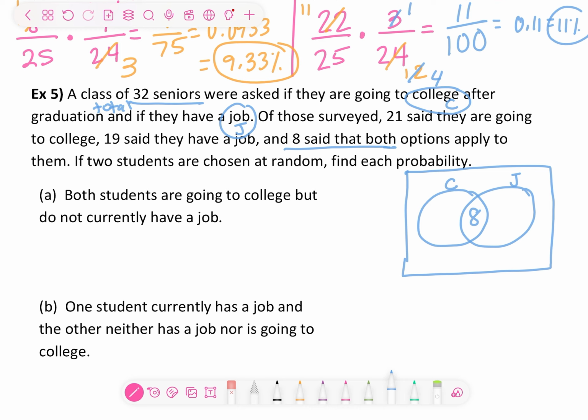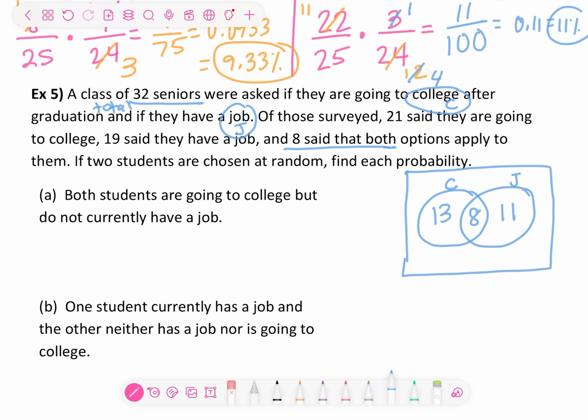Let's see, it says that there's going to be 21 said they're going to college. So 21 college, so 21 minus 8 to see what's left is 13 in the rest of the college circle. And then for jobs, 19 said. So 19 minus 8 is going to leave us with 11. Okay, and if we add those up, 11 plus 8 plus 13, we get 32.